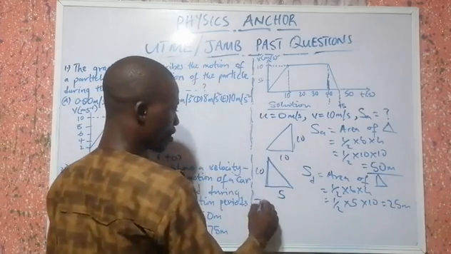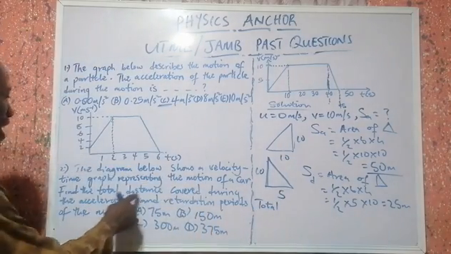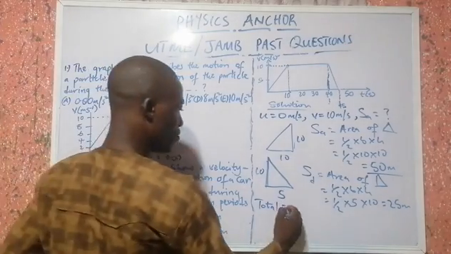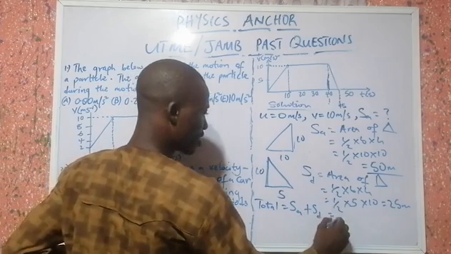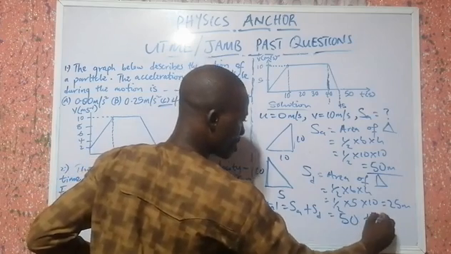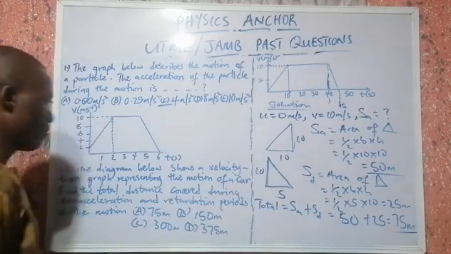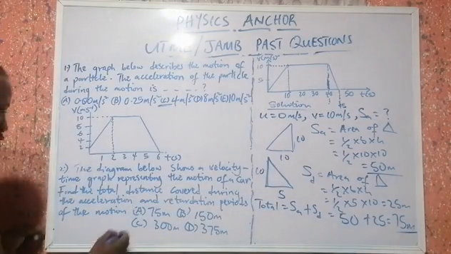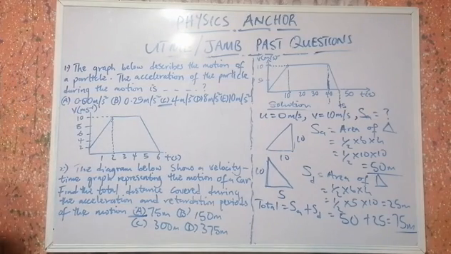So the total distance that they're asking us, that's the distance covered during acceleration and deceleration, will now be the acceleration distance plus the deceleration distance, and that will be 50 that we got here plus 25 that we have here, that will be 75 meters. So let's check our options. That is A, staring at us right there, 75 meters.